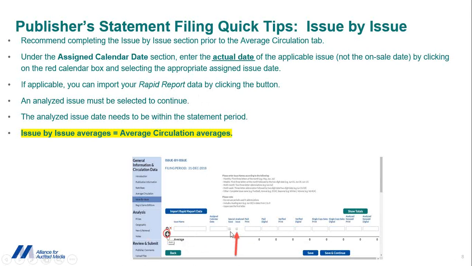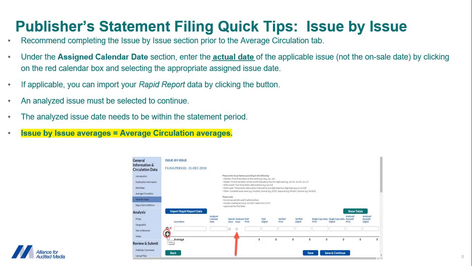There's also a field here for special issue and then analyzed issue. A special issue is an issue that's going to be on the market after the on sale date. It's continual. It's an addition to your normal publication. Special issues are not included in the averages. They're only included in the issue by issue section. So we just need to know if you have any of these issues listed that are a special issue.